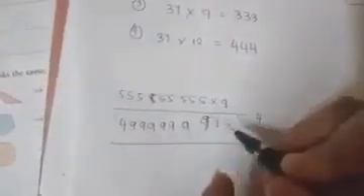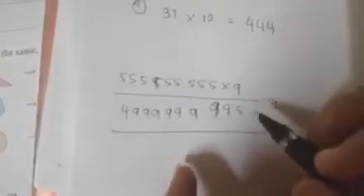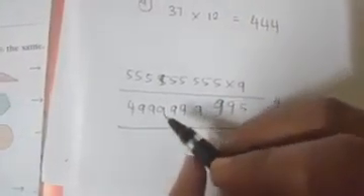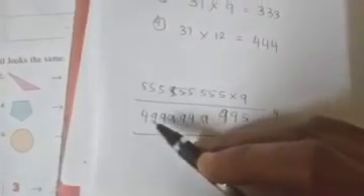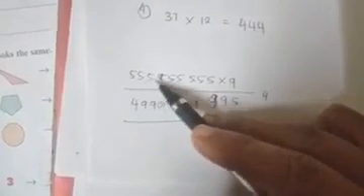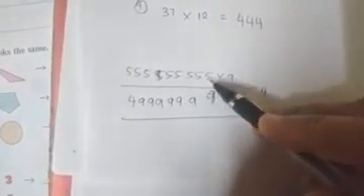9 5s are 45, balance 4. Again, 9 5s are 45 plus 4. Likewise, 9 9 9 9 will come 49 49 49 49. So this is the multiplied number with how much? With how many 5s? With 9 5s into 9, this is the answer.